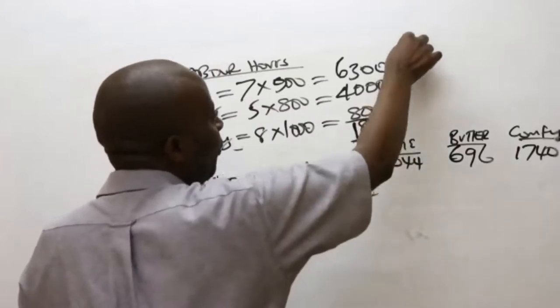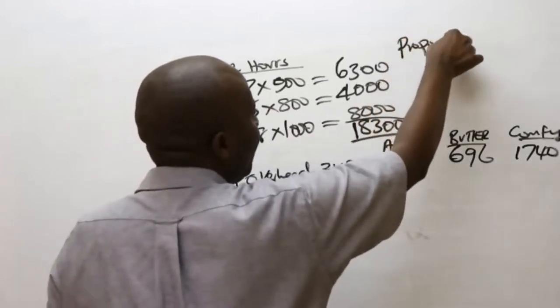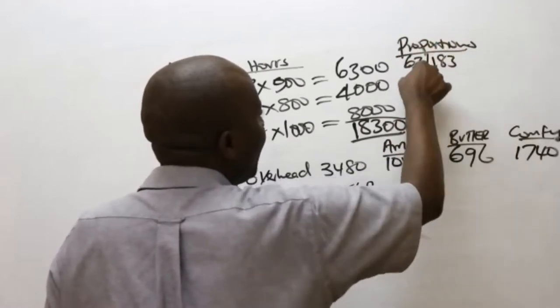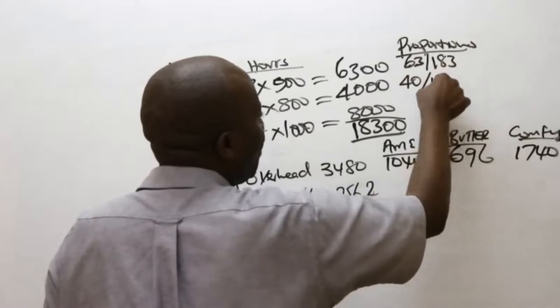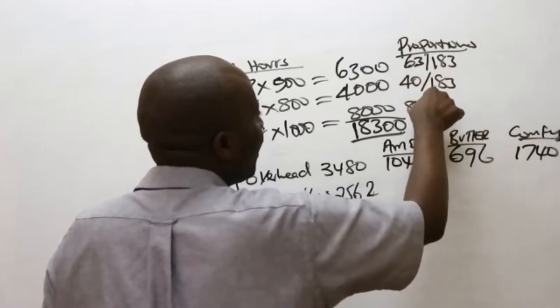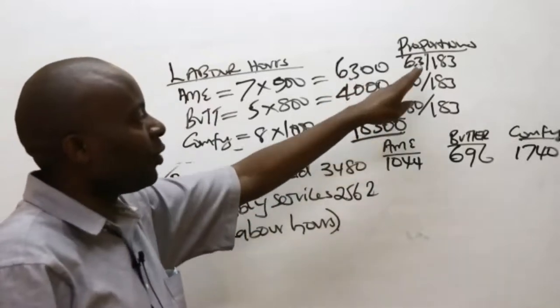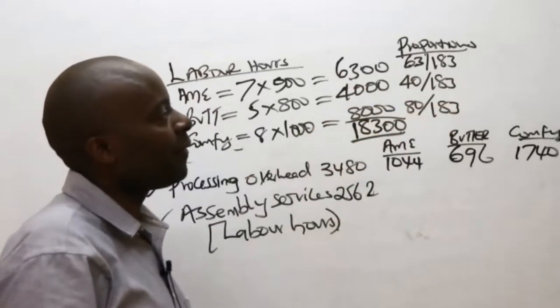Therefore, in terms of labor proportions, this will be 63 over 183. This will be 40 over 183. This will be 80 over 183. If you wish, you can write them in terms of whole numbers, like 630 over 183, 400, etc.